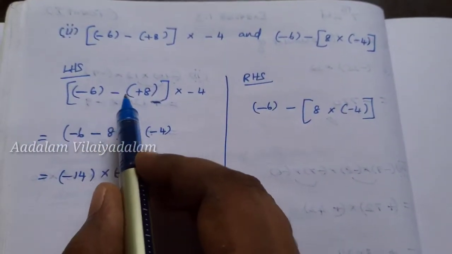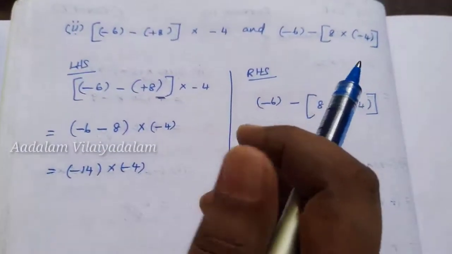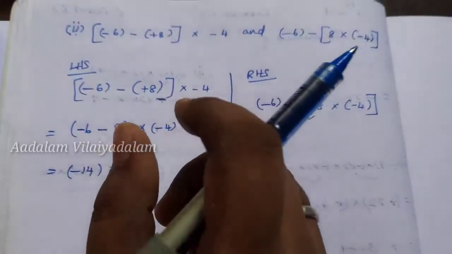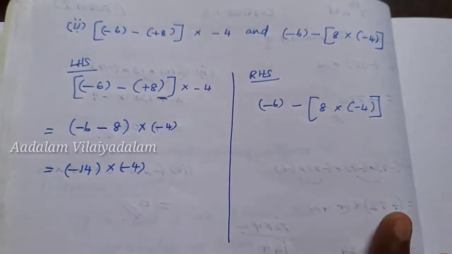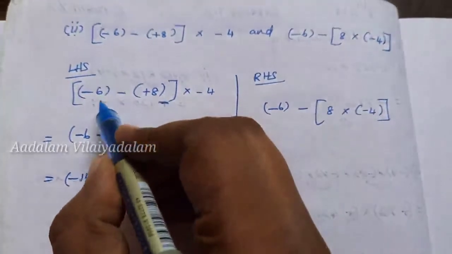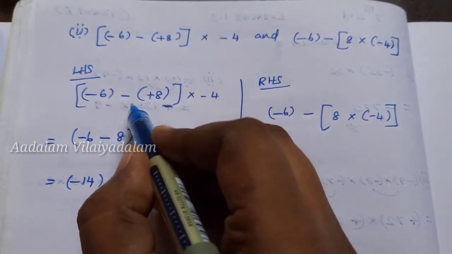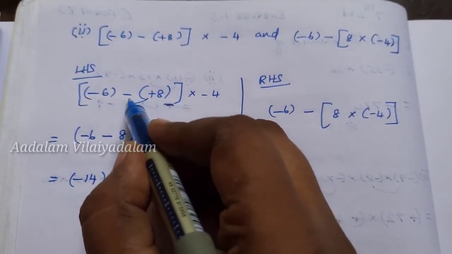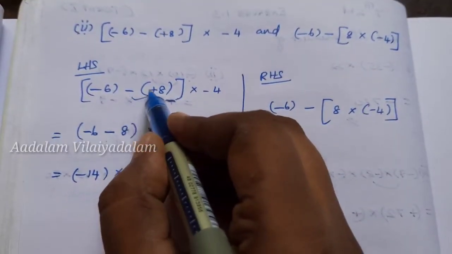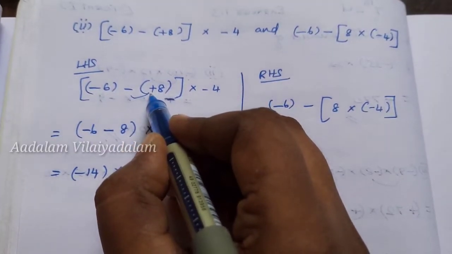So minus 6 into minus of plus 8 into minus 4. Usually we solve the integers given in the bracket in the very beginning itself. So in the beginning, let's solve the bracket values, that is minus 6 and minus of plus 8. Now you see children, there are two signs nearer. If two signs are nearer, then you have to multiply the values.